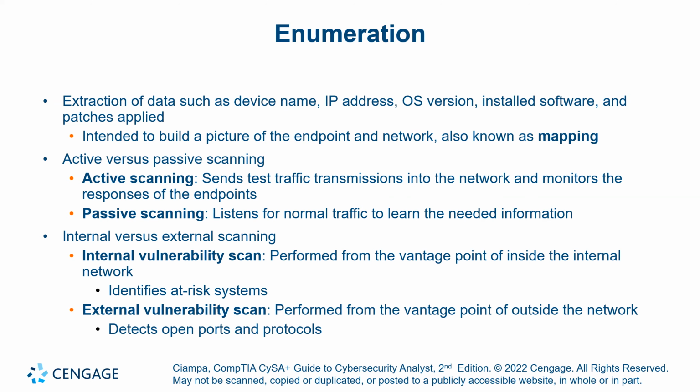Active versus passive scanning. Active scanning sends test traffic transmissions into the network and monitors the response of the endpoints. Passive scanning listens for normal traffic to learn the needed information. Internal versus external scanning. Internal vulnerability scan performed from the vantage point of inside the internal network. This identifies at-risk systems. External vulnerability scan performed from the vantage point of outside the network. This one is for detecting open ports and protocols.